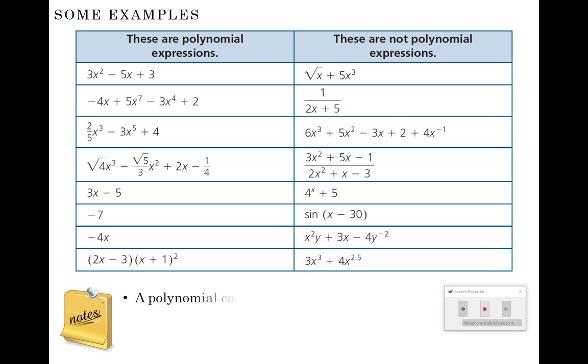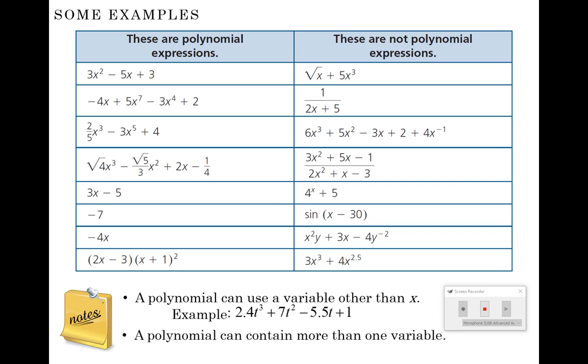Note, a polynomial can use a variable other than x. I could use t's in my polynomial if I wanted, or n's, or whatever letter you want. A polynomial can contain more than one variable. Here's a polynomial with x's and t's, which again might freak you out. You go, how can you get a polynomial that has x's and t's? Well, the easiest example I can give, and we're not going to really do any of these, would be if I was trying to figure out how much traffic there was on the road and I was driving to Toronto.